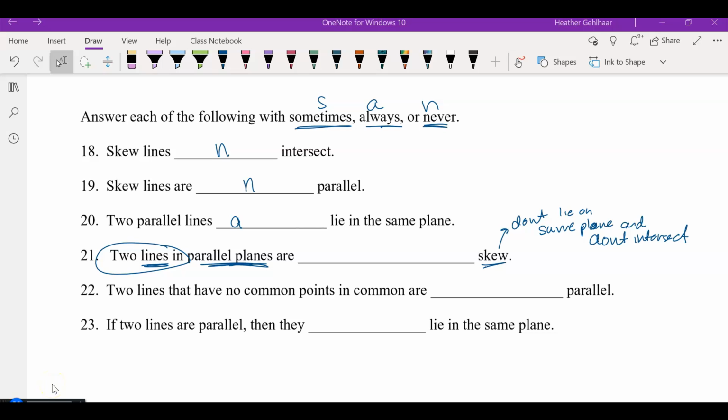So this is saying two lines in parallel planes, right? So two lines in parallel planes are blank skew. Now, it just says two lines in parallel planes. So we have parallel planes and two lines. It does not give any information on whether the two lines are on separate planes or on the same plane. So here, I would actually say sometimes skew, because if they're on separate parallel planes, then they're not on the same plane and they won't intersect. But if two lines are on one of the planes and there are no lines on the other plane, then it would not be skew. So here, I'm going to say sometimes.